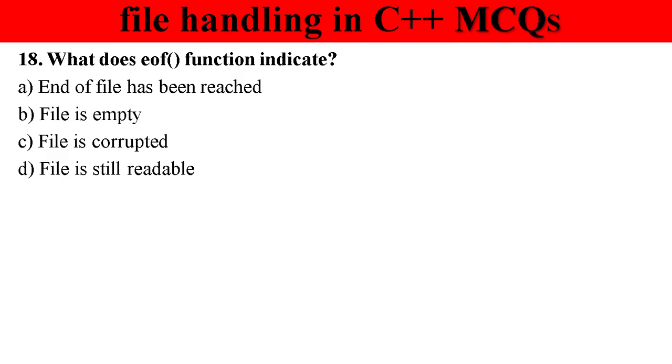Question number 18. What does the end of file function indicate? A. End of file has been reached. B. File is empty. C. File is corrupted. D. File is still reliable. The correct answer is A. The EOF function indicates end of file has been reached.